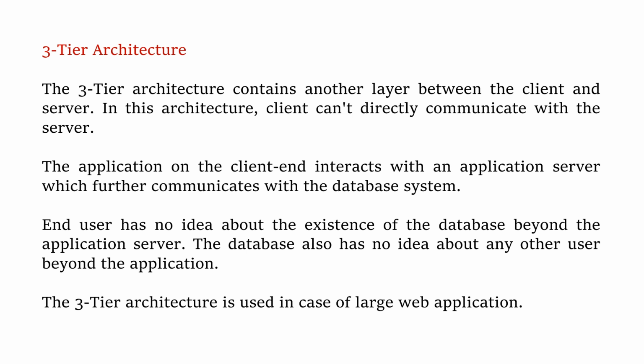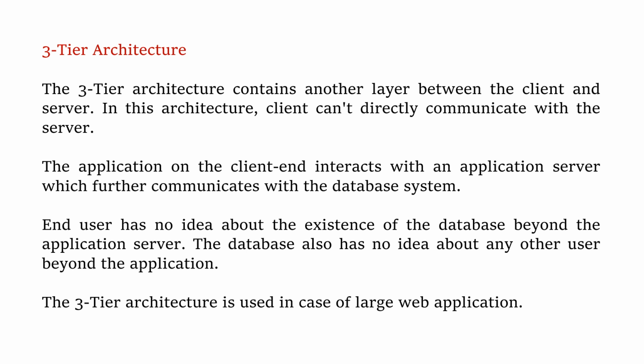And next we can move to the three-tier architecture. This three-tier architecture contains another layer between the client and server. So this is the difference between the two-tier and three-tier. In this architecture, client cannot directly communicate with the server. The application on the client end interacts with the application server, which further communicates with the database system. So the end user has no idea about the existence of the database beyond the application server. The database also has no idea about the user on the other end beyond the application.